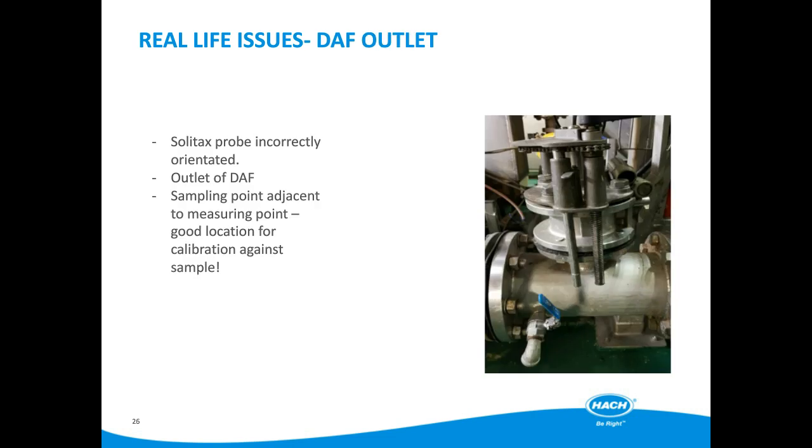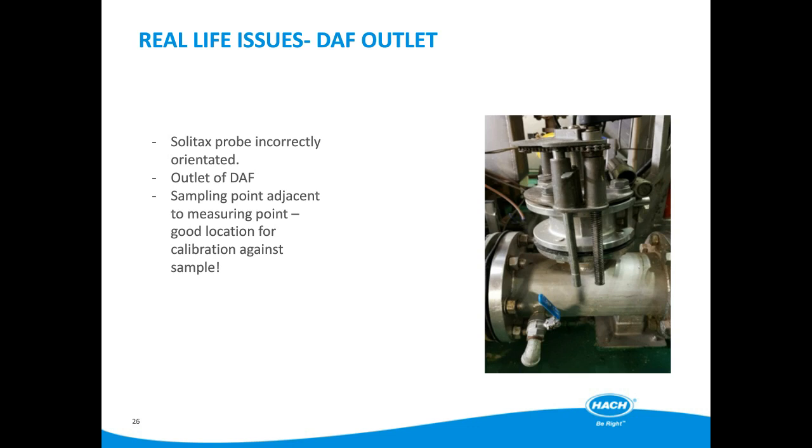This picture shows the Hach Solitax probe installed in the outlet of a DAF plant. Again, the probe has been installed incorrectly with the probe at the top of the pipe. At this measuring point, being at the outlet of a DAF, the risk of air being present at the top of the pipe is inevitable. So again, incorrect reading will result.